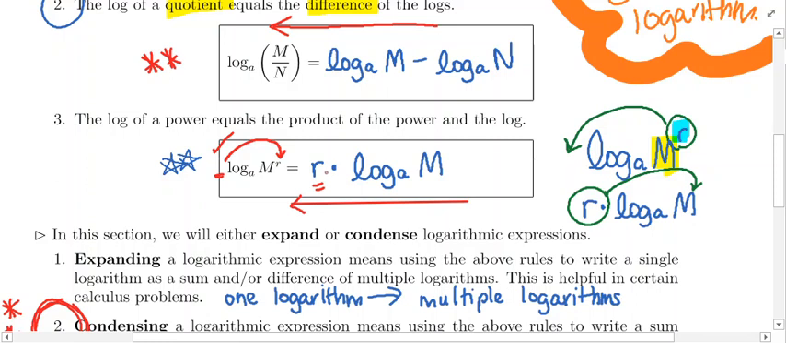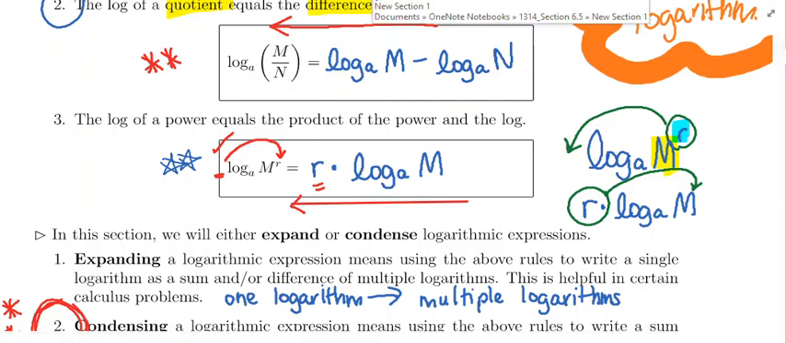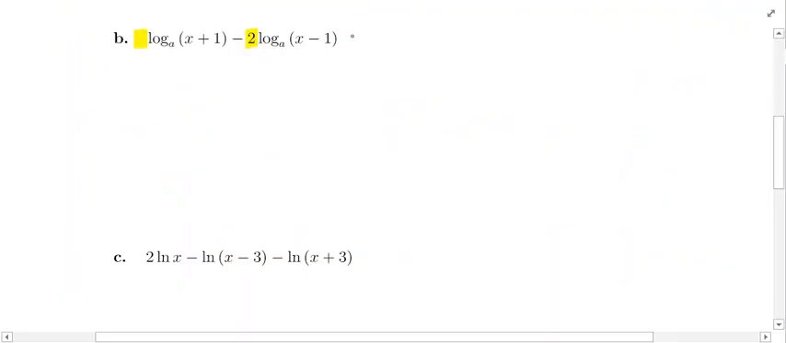If there's a number being multiplied in front of your logarithm, you can move it up as the power on the quantity that you're taking the logarithm of. That is always where you want to start when you're condensing logarithms. So we're going to take this 2 in front, and we're going to make it the power on the quantity x minus 1.